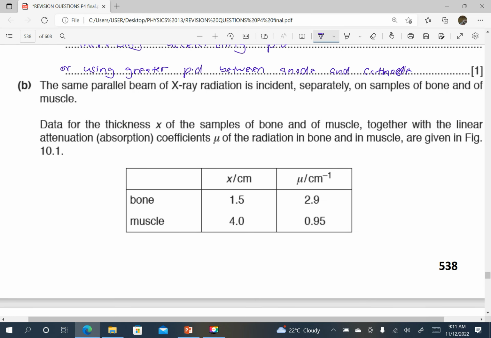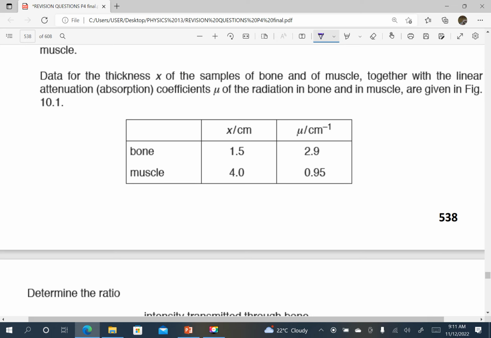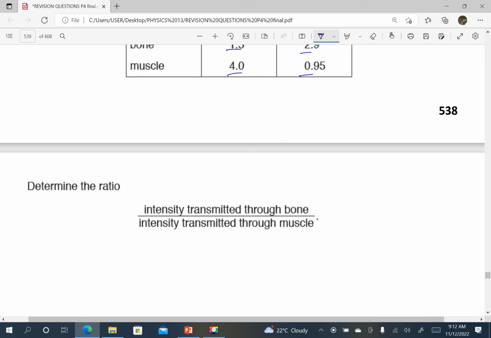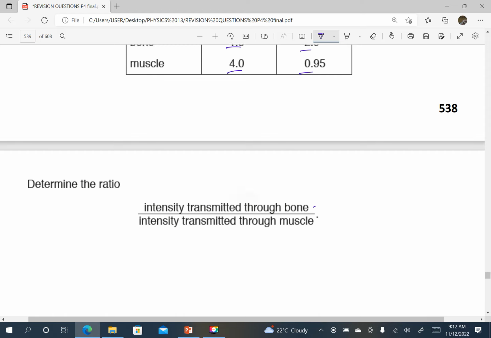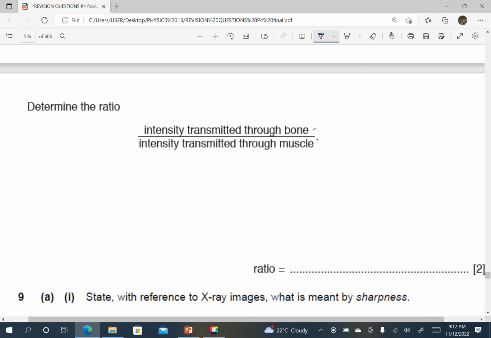The same parallel beam of X-ray radiation is incident separately on samples of bone and of muscle. Data for the thickness x of the samples of bone and of muscle, together with the linear attenuation coefficients mu of the radiation in bone and muscle, are given in the table. Determine the ratio of intensity transmitted through bone to intensity transmitted through muscle. I think that is easy.